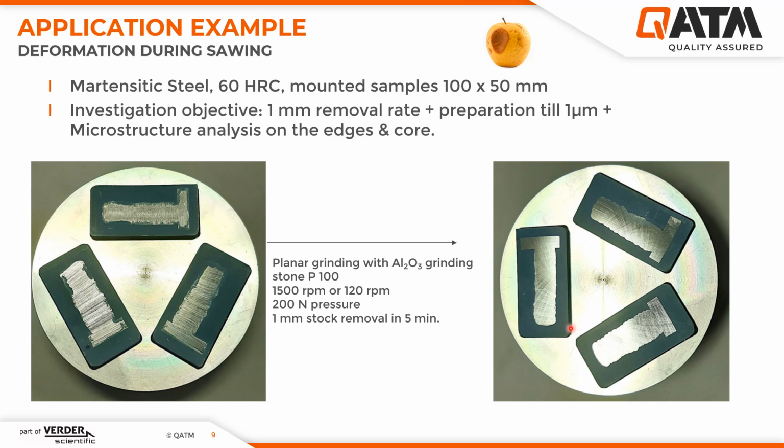Surface grinding was carried out with an aluminum oxide grinding stone at the standard rotational speed and a pressure of 200 Newton. Despite the high hardness, a removal rate of 1 millimeter could be achieved in just 5 minutes. The ground surface can be seen on the right side.